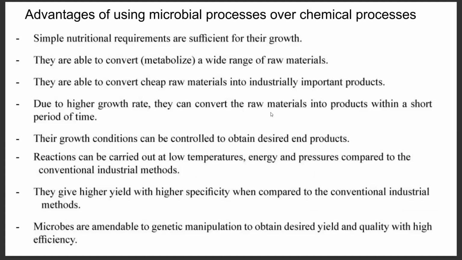So, for the industries, normally chemical processes are used. But instead of these chemical processes, we can use microbial processes. Right? What are the advantages of using microbial processes over chemical process? Now, if we take a chemical process, we have to give high pressures, high temperatures, right? So the production cost is very high. But if we take microbes, their nutritional requirements are very simple, and they can convert a wide range of raw materials. They can convert cheap raw materials into industrially important products, right?